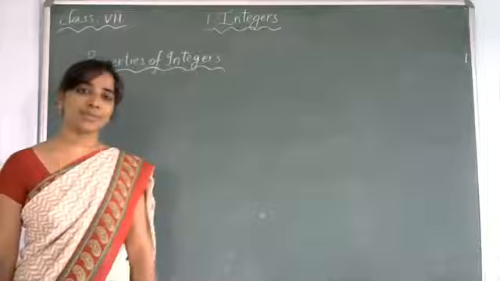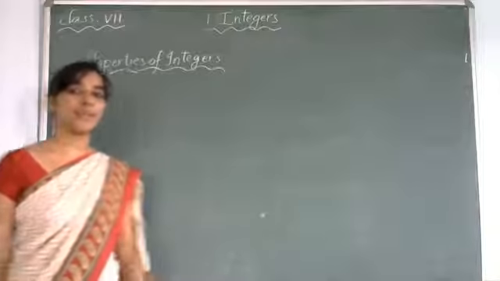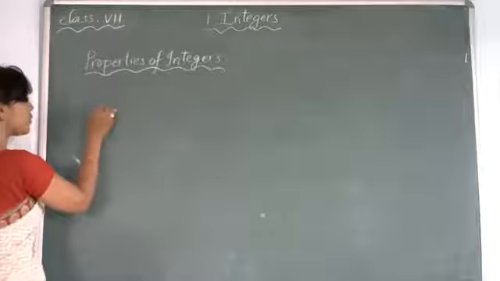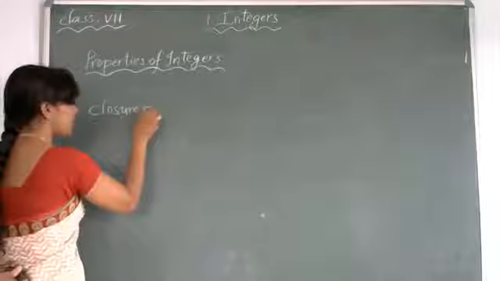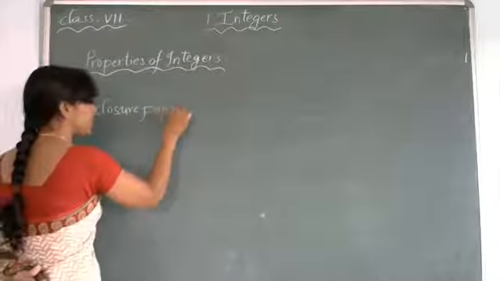So what is the first rule we have? That is the first property, the closure property. Our first property is the closure property.